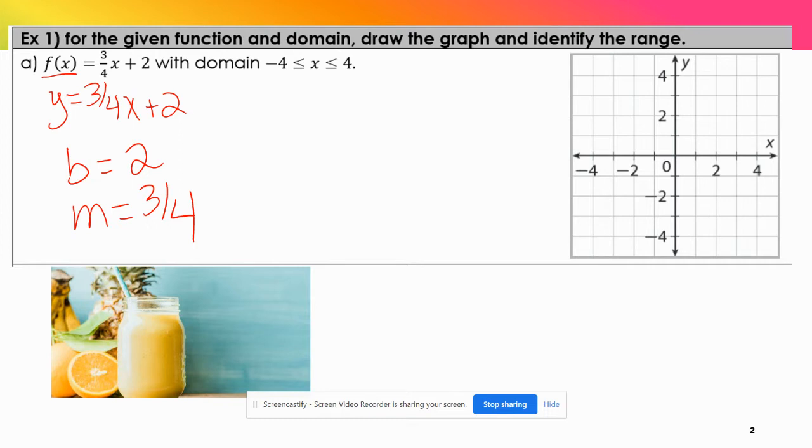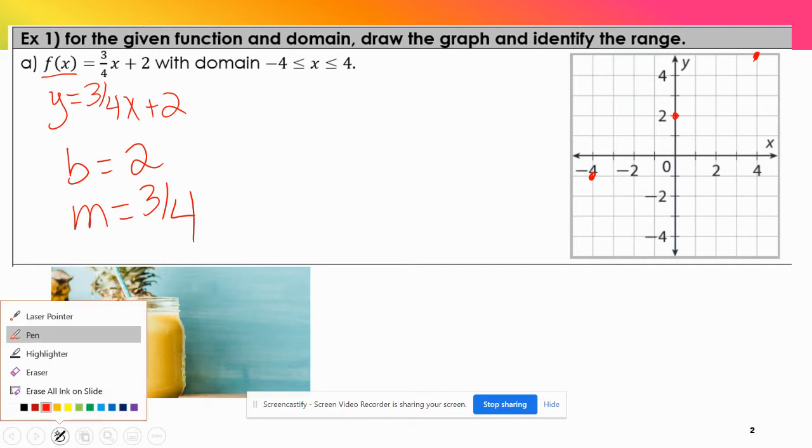So if I am going to graph that on my graph, I'm going to start at positive 2 on the y, and then we go up 3, right 4. Kind of run out of space there, so I'm going to go back to this 2 of our y-intercept and do the opposite. So we can go down 3 and left 4. Kind of run out of space there too.